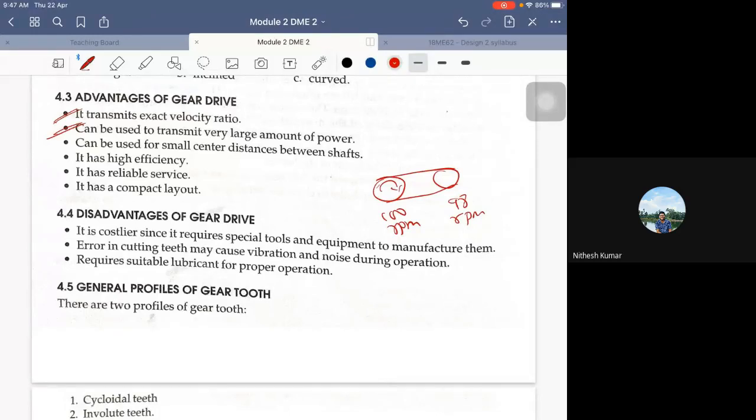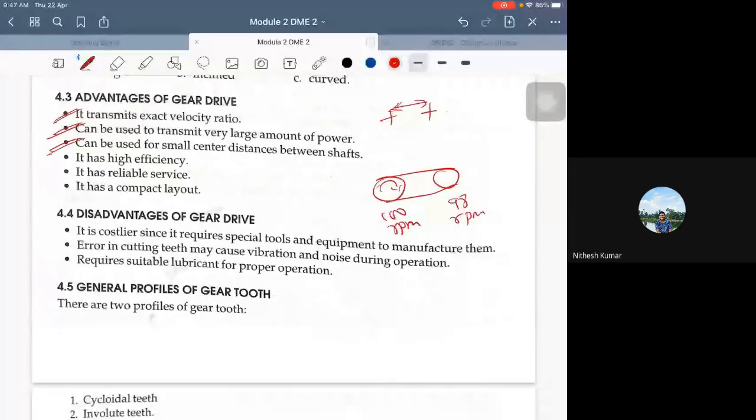Next one, it can be used for a smaller center distance between the shafts. If the center distance between the shafts is very small, even then gears can be used. Think about your watch. For a smaller center distance, gears can be used.